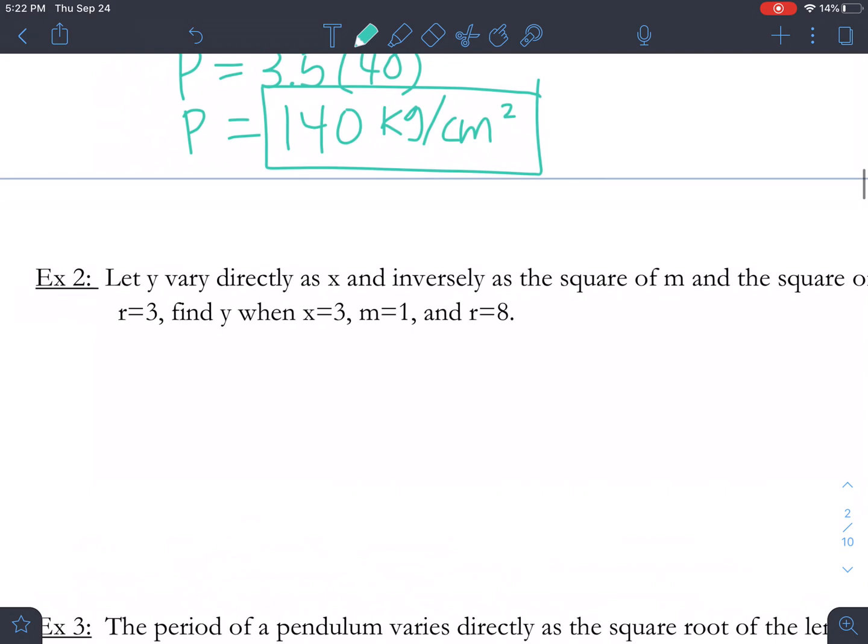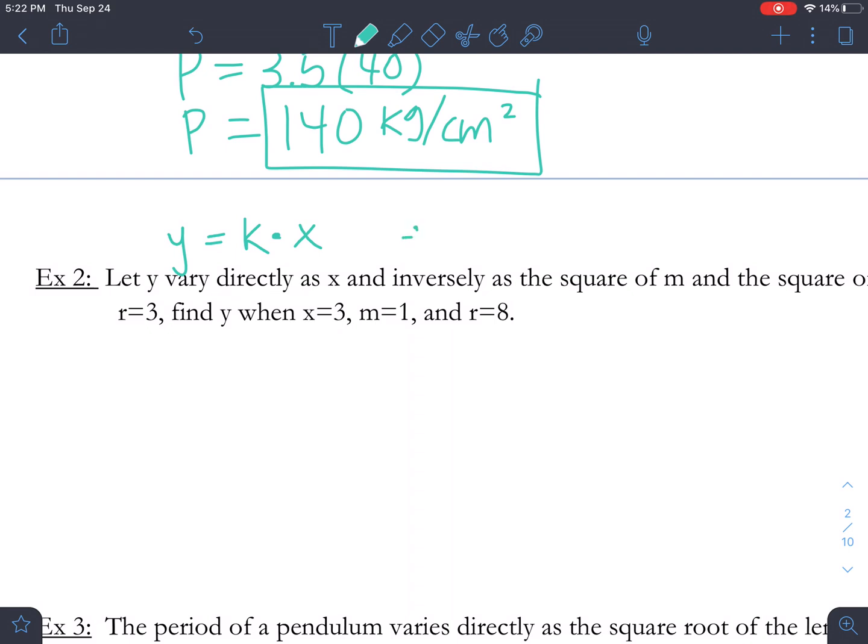Okay, so it says let y vary directly as x. So y varies directly, k times. If you guys forget to put k in your equation, you're going to be very sad because your first step won't really make sense. So y equals k as x directly, so times x.